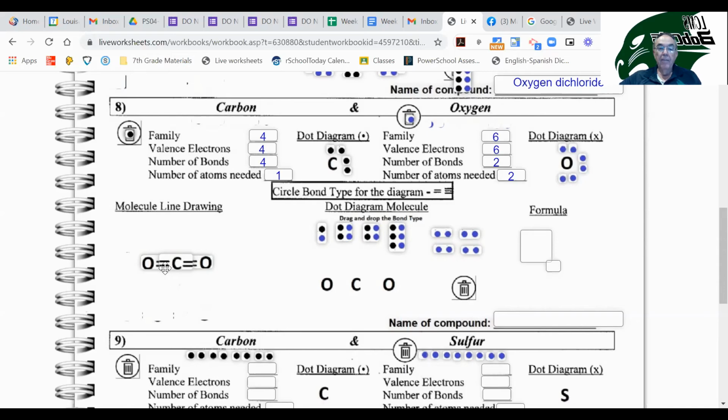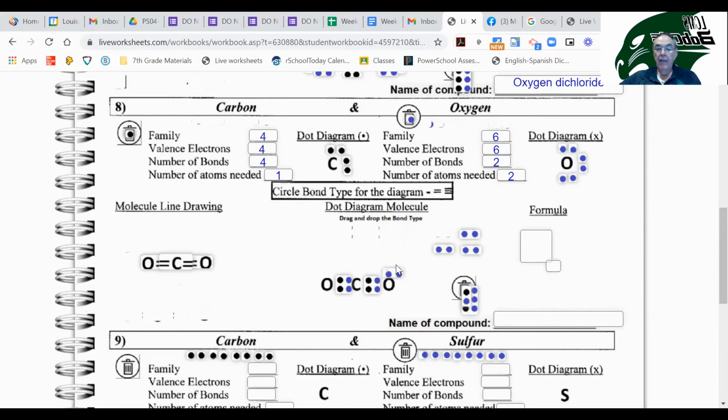on both sides. Now remember, each one of these lines represents a pair of electrons. So this is 2 pairs of electrons, and this is 2 pairs or 4 electrons. So let's go ahead and put in these double bonds. We can trash these other ones because we don't need them. Carbon is supposed to have 4 dots. Here they are, 1, 2, 3, 4. But each oxygen now only has 2, and it's supposed to have 6.